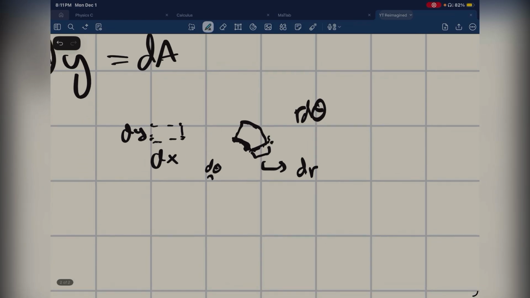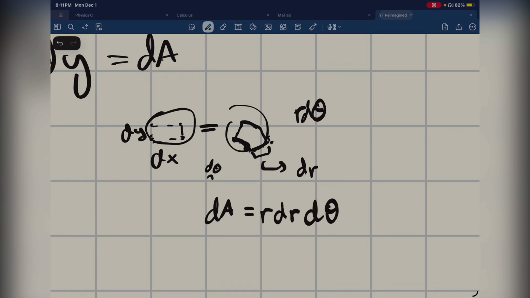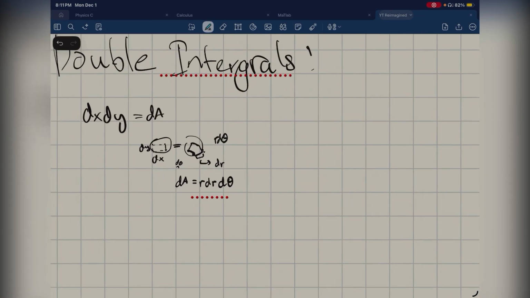So our small area component, in this case dA, because if this becomes small enough it's going to equal this, so dA is going to be r dr d theta. Simple as that.